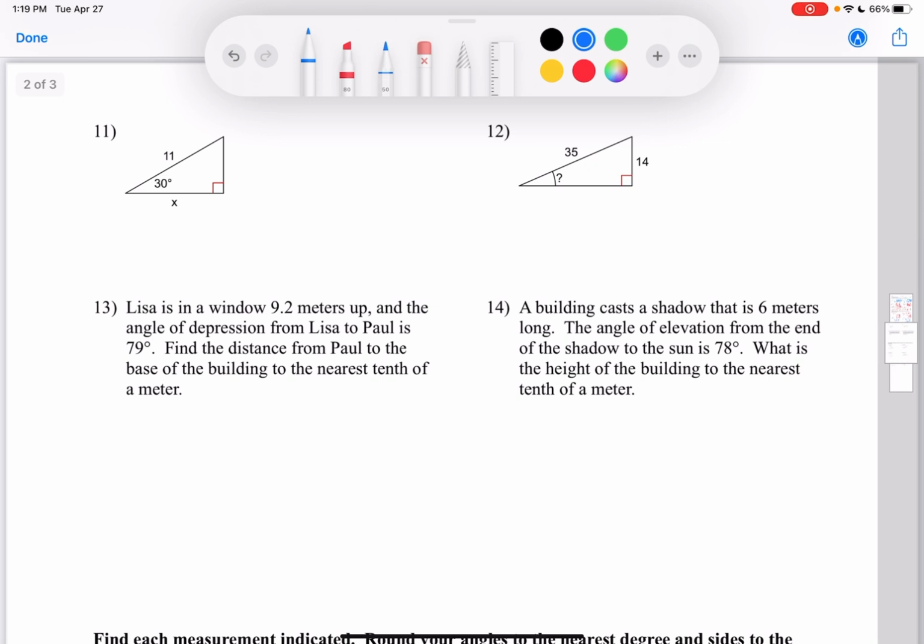Number 11, we have to find a missing side. We could use 30, 60, 90 for this one, but we'll go ahead and use adjacent over hypotenuse. So we use cosine. So cosine of 30 equals x over 11. So cross multiply, we'll do 11 times the cosine of 30. It's going to be our x. So 11 times cosine of 30, and 9.5.